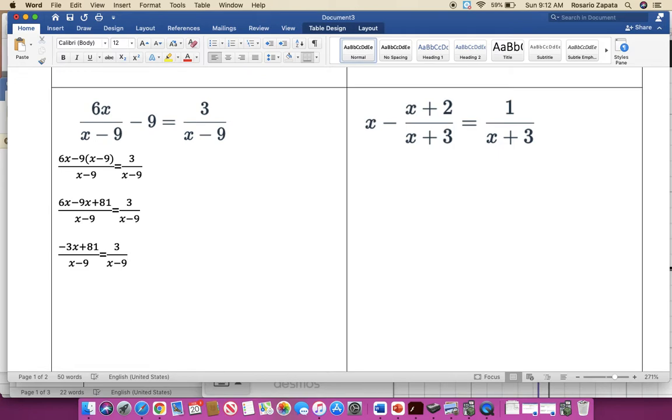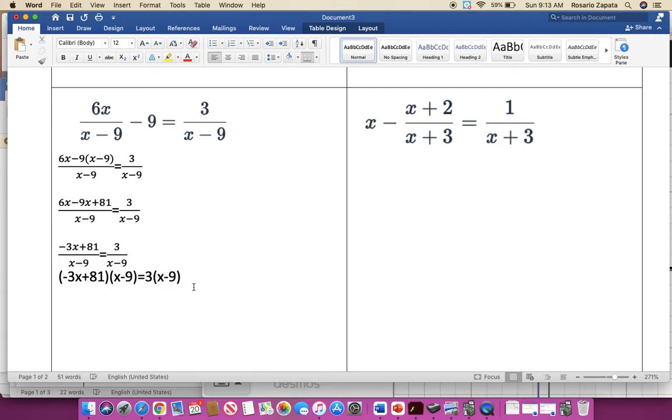And that gives me negative 3x plus 81 is equal to 3 times x minus 9. By the division property of, times x minus 9. Sorry about that.